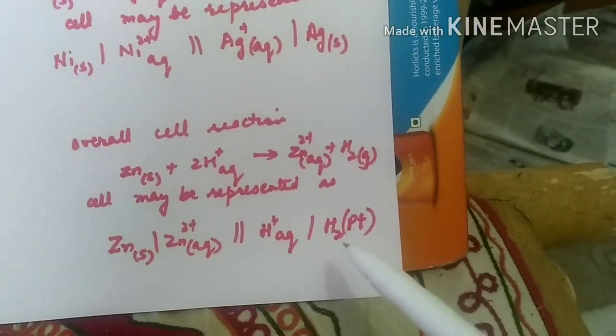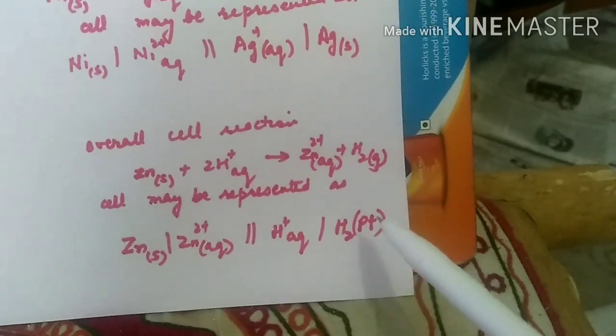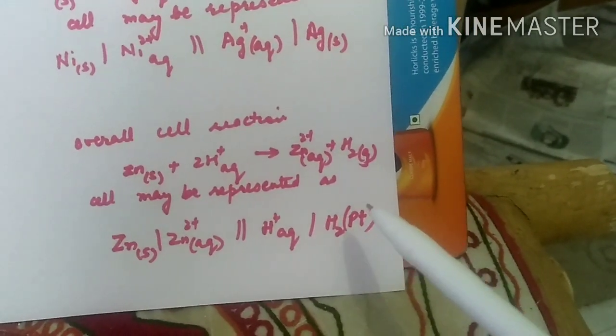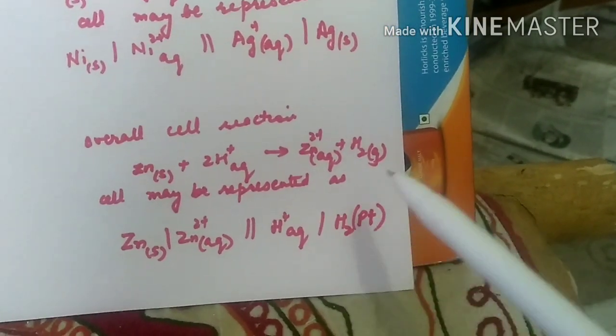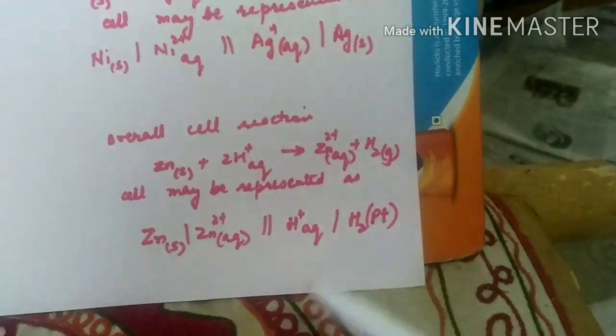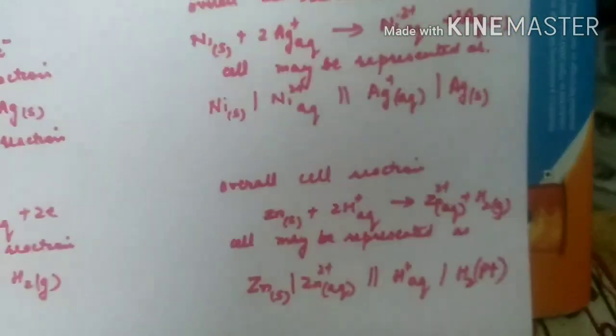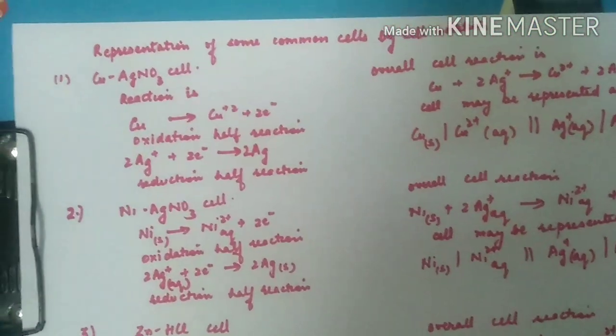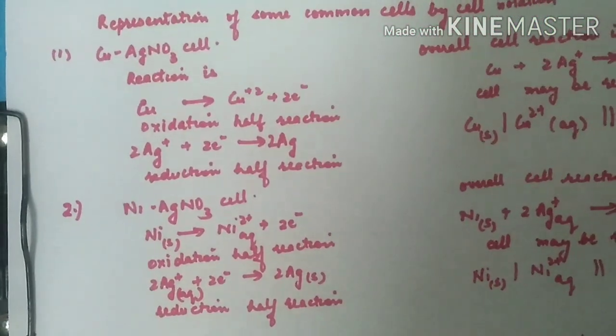electrode. Now hydrogen is a gas. So actual electrode is an inert electrode which is put in an atmosphere of hydrogen gas. So we have to write in bracket platinum also for hydrogen electrode. So these are some examples of cell representation.